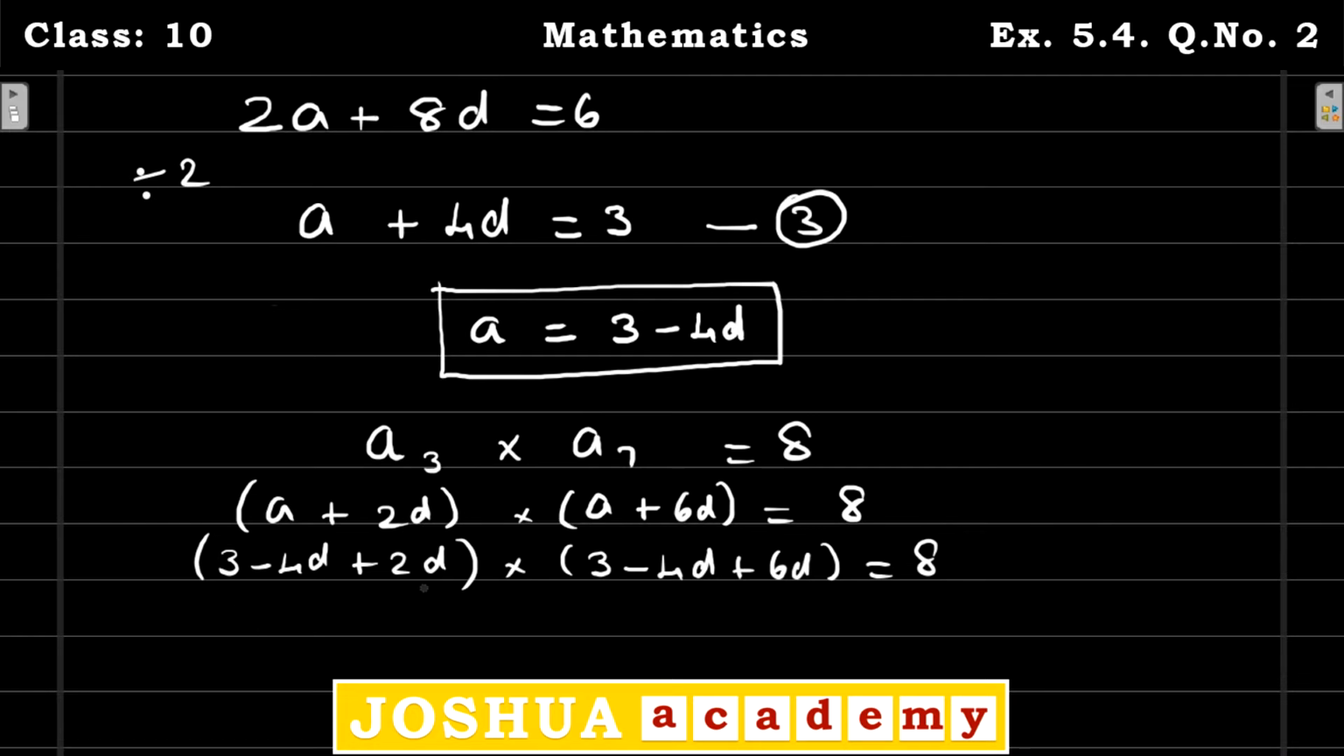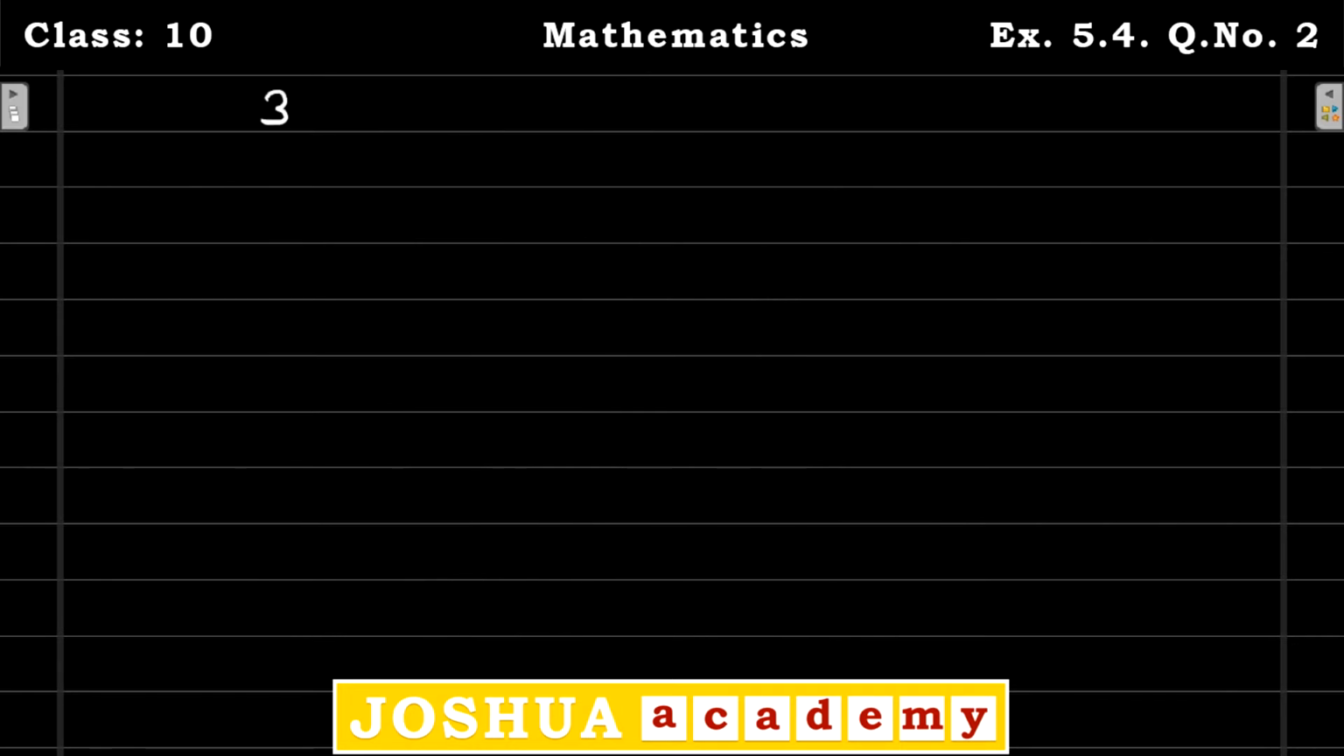What is 3 minus 4D plus 2D? It is nothing but 3 minus 2D. And what is the second term? 3 plus 2D. That is equal to 8. I am writing the same value on the next page and continuing. So far we have received 3 minus 2D times 3 plus 2D, that is equal to 8.